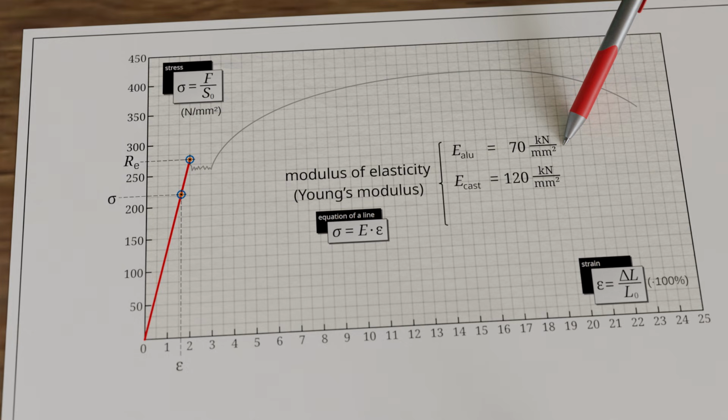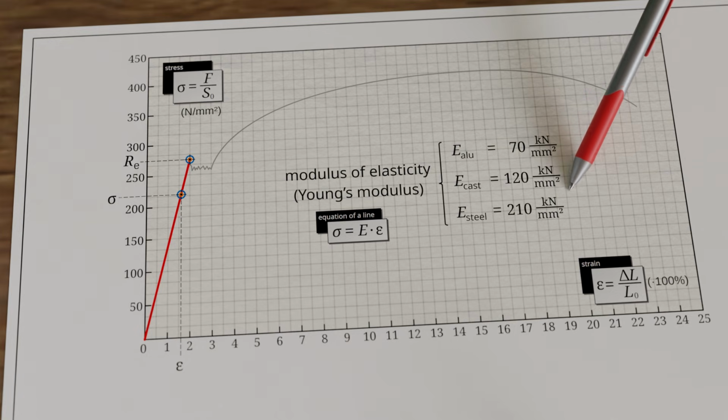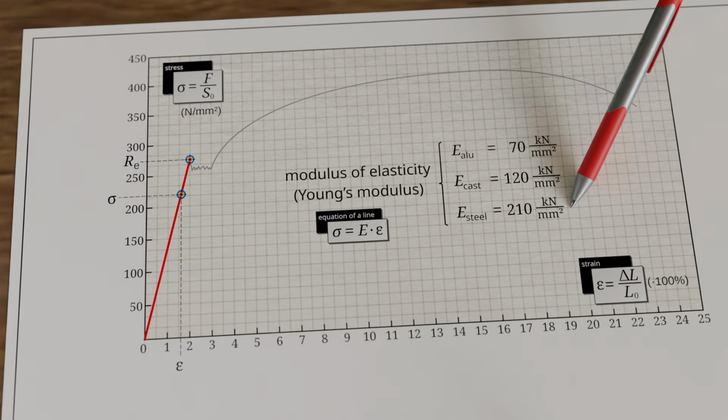For cast iron, Young's modulus is typically around 120 kilonewtons per square millimeter and is nearly twice that of aluminum. Steel has a Young's modulus around 3 times that of aluminum. Thus, steel requires 3 times the stress to produce the same elastic strain. Young's modulus can therefore be interpreted as a measure of stiffness. The term modulus of elasticity is somewhat poorly chosen, as it does not express the elasticity of a material, but the opposite, its stiffness.